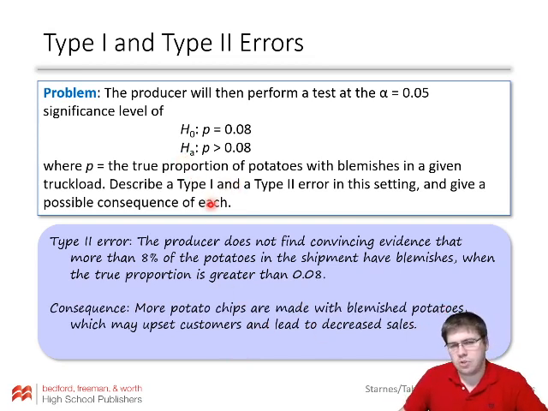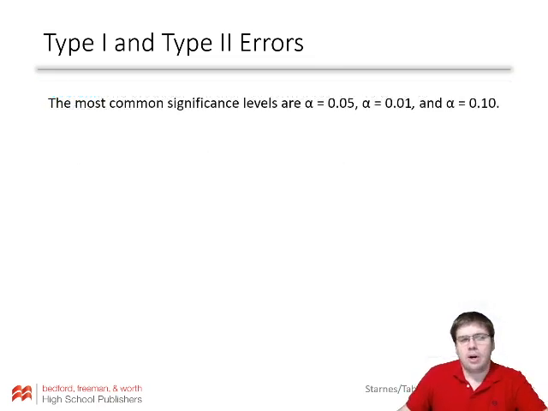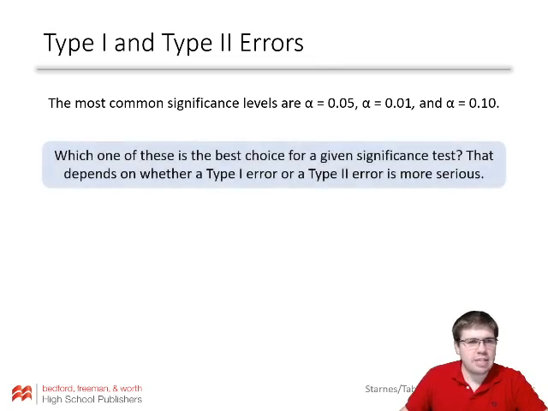And so then you have to go back and think about which one of those errors is worse. And that can help inform what type of significance level you want to use, because it relates to that significance level. Our most common significance levels are 5%, 1%, and 10%. So which one of these is the best choice for a given significance test? Well, that depends on whether a type 1 or type 2 error is more serious.